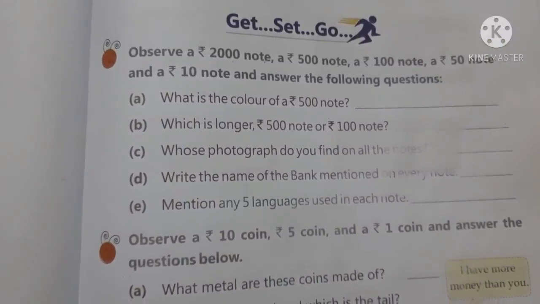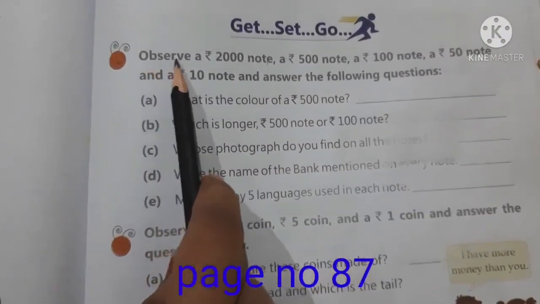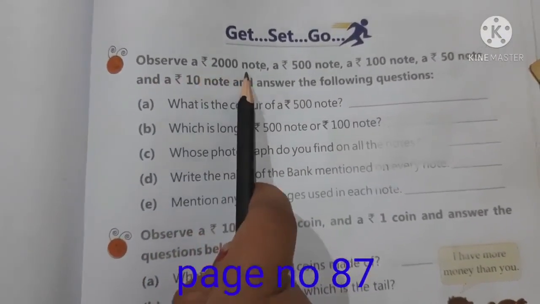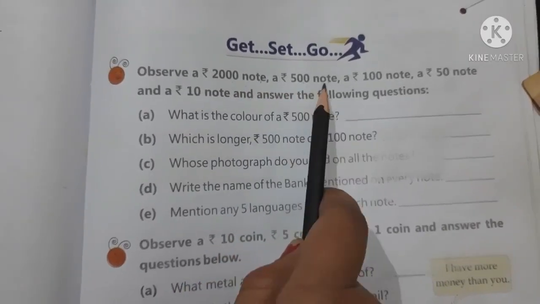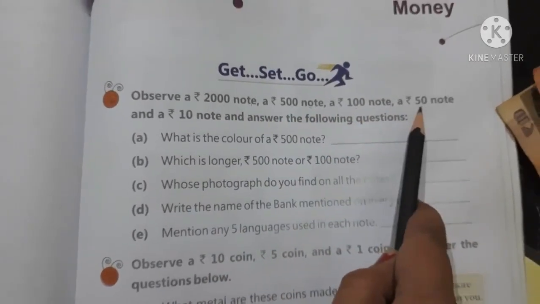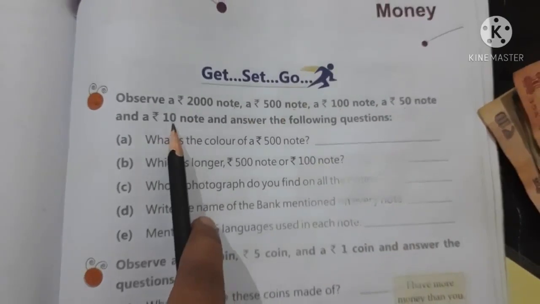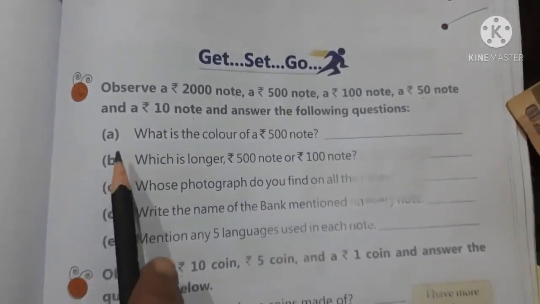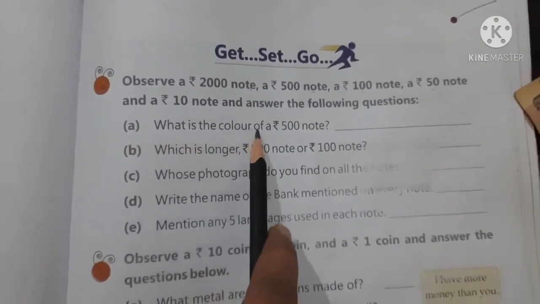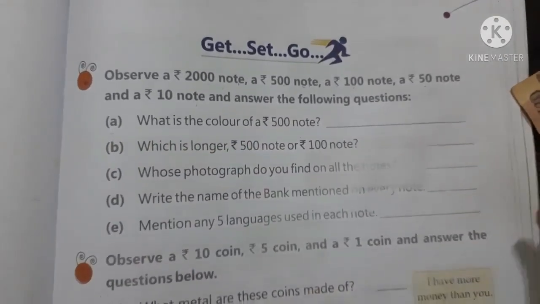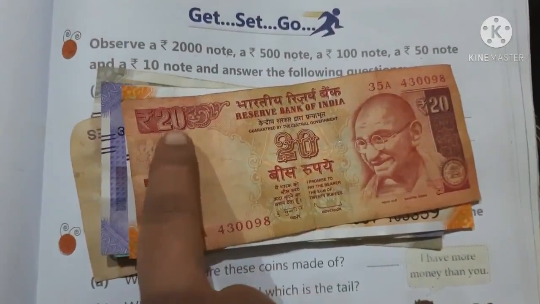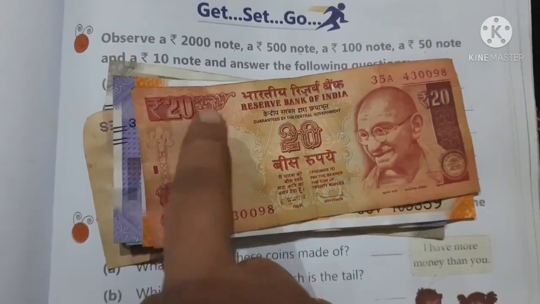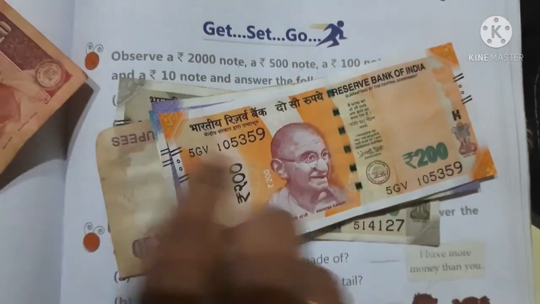On page number 87, the question is: observe a 2000 rupees note, 500 rupees note, 100 rupees note, a 50 rupees note and a 10 rupees note and answer the following questions. The first question is, what is the color of a 500 rupees note? Is this a 500? No, this is 2000 rupees note.